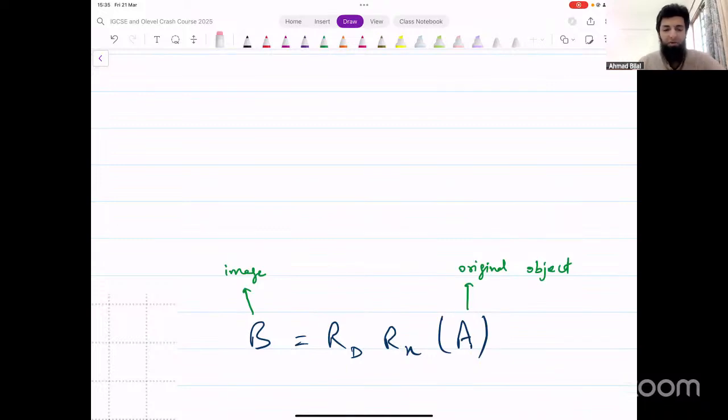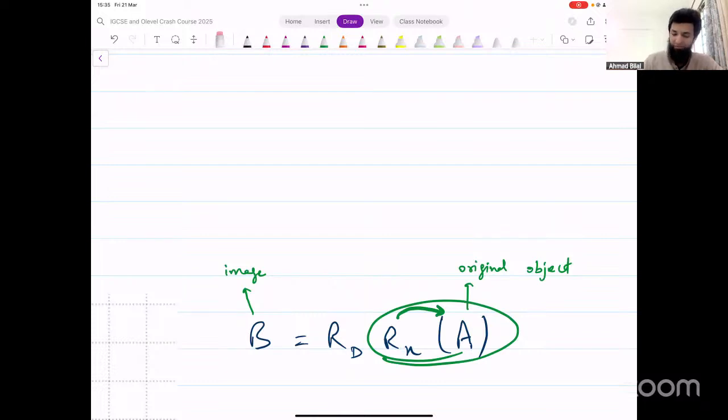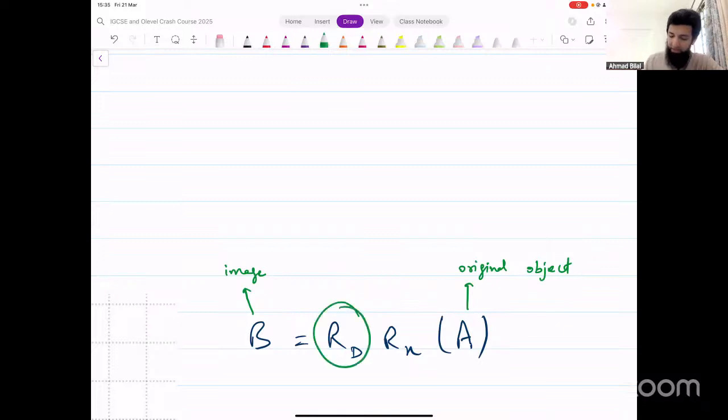Now, how do these transformations work? The order is important here. The transformation that's closest to A will apply first. So first of all, you will be doing reflection in the x-axis here. The first thing you would do is reflect A in the x-axis. Once you have done that, then you apply the second transformation. The result that you have from the first transformation, you reflect in the line y equals x.